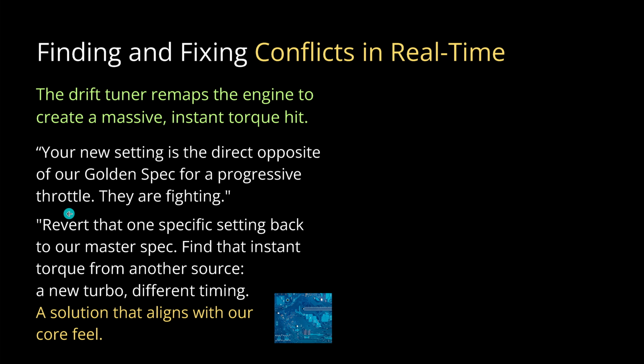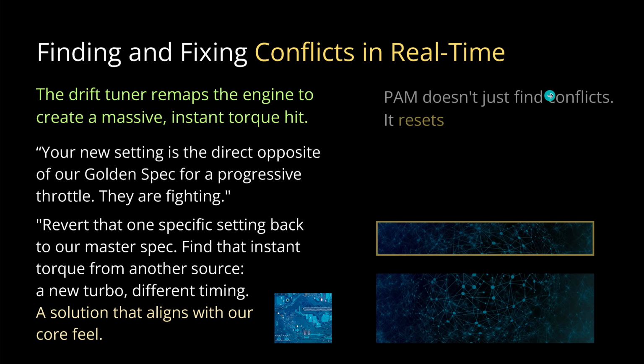The boss tells them, hey, revert that one specific setting back to the master specification of the golden rule. Find that instant torque from another source. You have so many other components in the car. You are not allowed to touch the golden specs. Do a new turbo configuration. Do different timing, wherever you go. Find a solution that aligns with our core feeling of the car here on the racetrack. But you cannot modify the established learning, what is now encoded in the learning configuration.